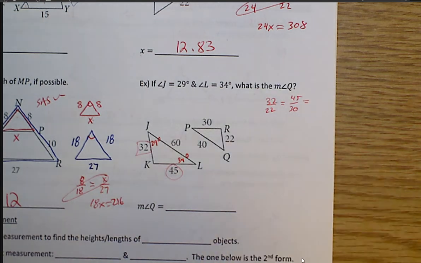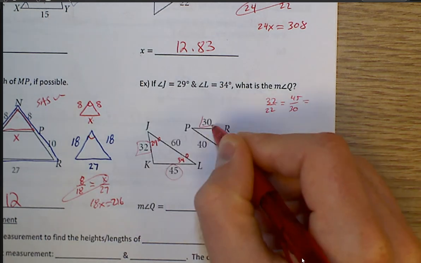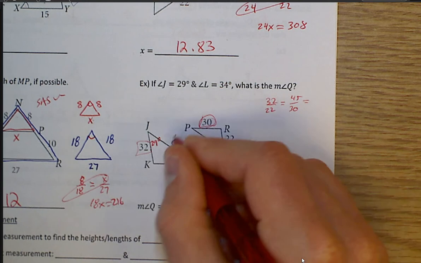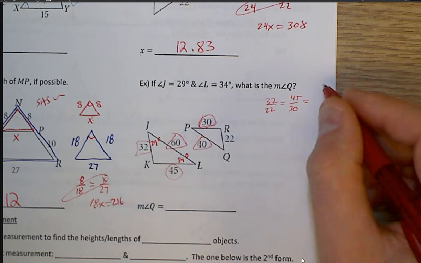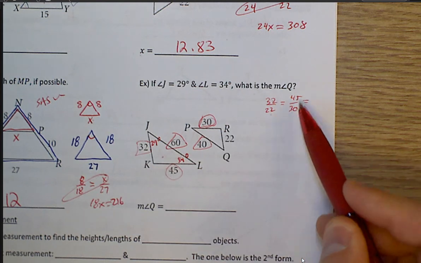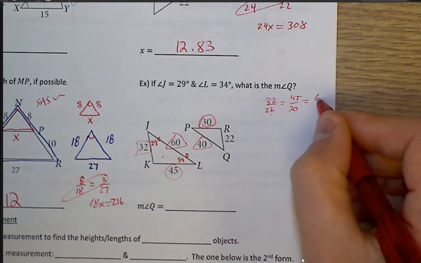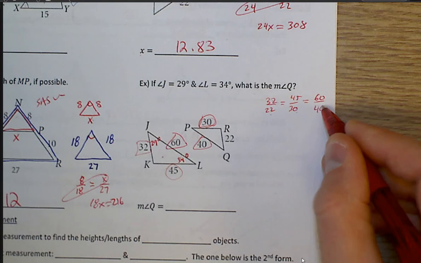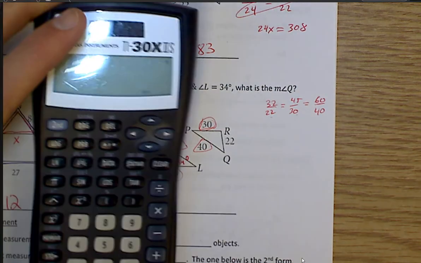Let's see, I used a circle. And then my largest side on this one is 60. My largest side is 40. So I went large triangle over small triangle, large triangle over small triangle. So large triangle 60 over small triangle 40. Now I need to reduce all these fractions. You can just check them with your calculator, just make them a decimal.